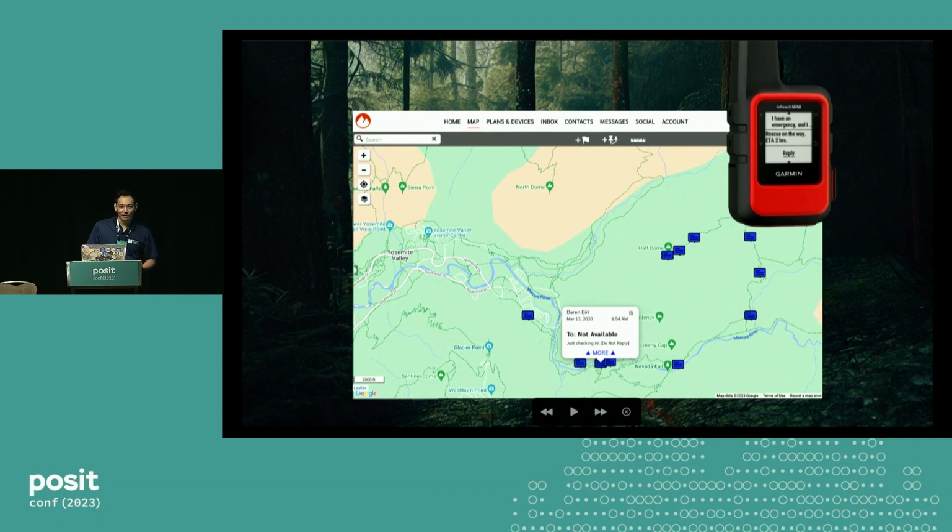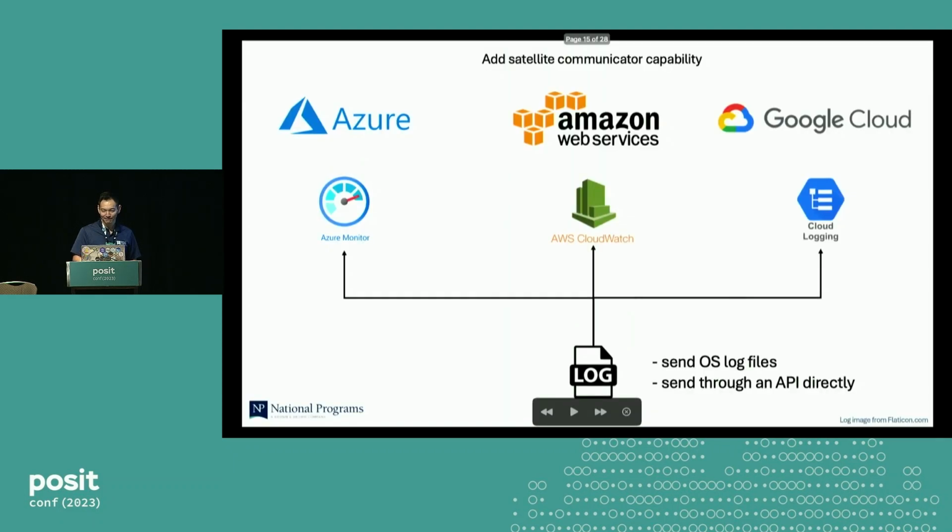When I go hiking by myself, I have a satellite communication device like this to let my wife know where and when I'm at all times, so she can feel at ease when I'm doing things like this. So if you want to add satellite communicator capability to your logging, there's a bunch of sources available. Azure, Amazon Web Services, and Google Cloud all have their own type of logging service available where you can send your OS log file directly or interact with the logging system with an API.